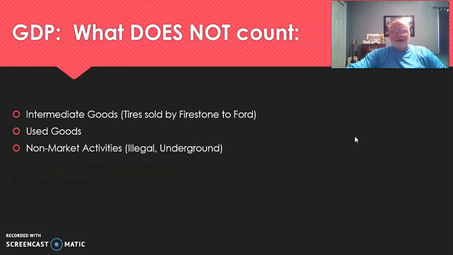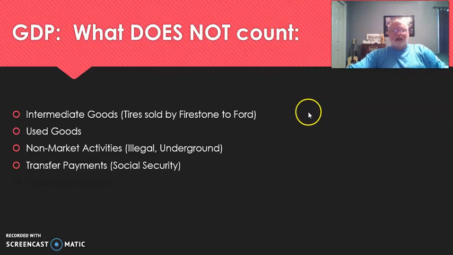Non-market activities, like marijuana, cocaine, heroin. Now, if you're in one of these states where marijuana is legal, yes, that goes into GDP. That is actually one argument a lot of the people who want marijuana legalized use, that it'll pump up the GDP numbers. True story. Okay, moving on here.